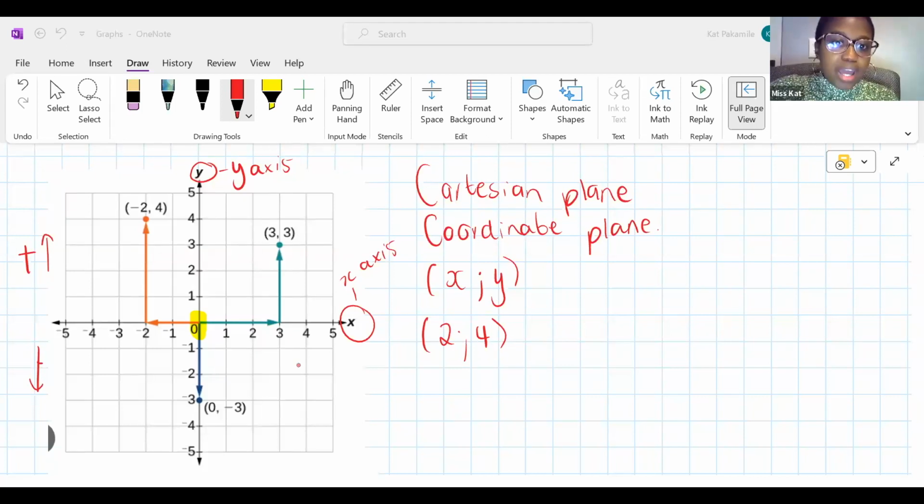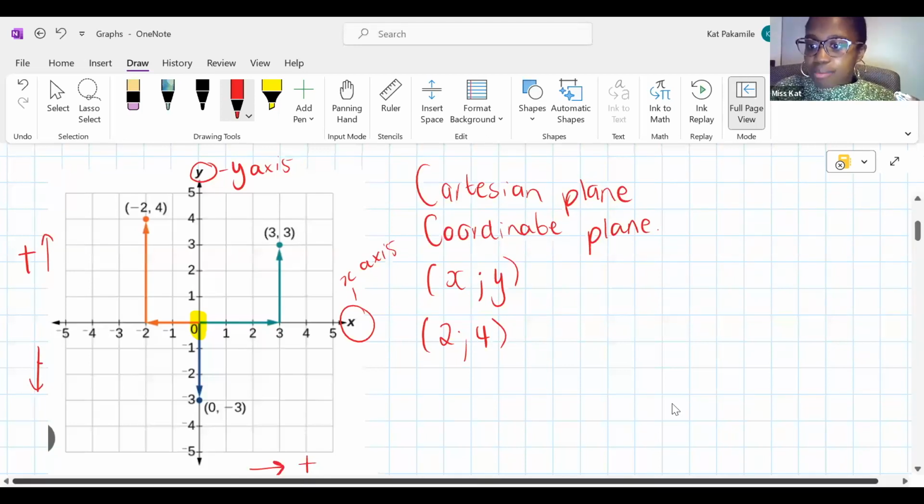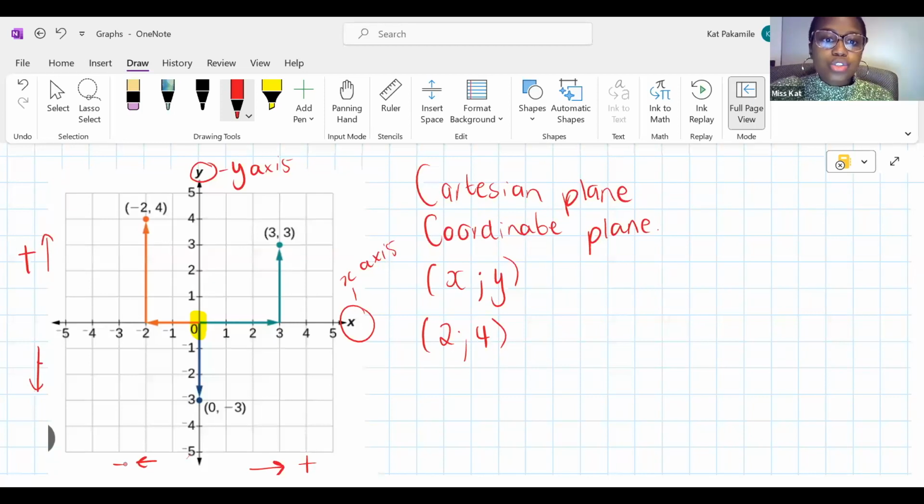Okay, so then similarly with your x, going from 0 to the right would be your positive numbers, and going from 0 to the left would be your negative numbers. So this is important to know where to plot your point.